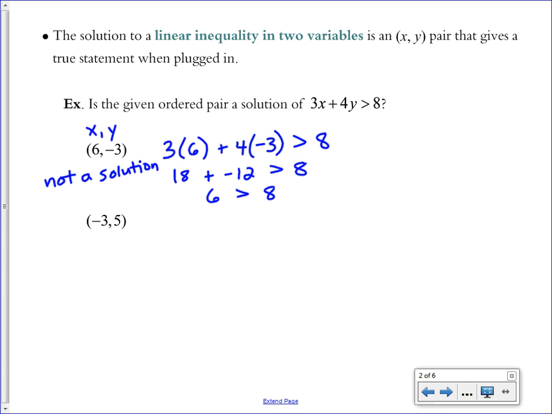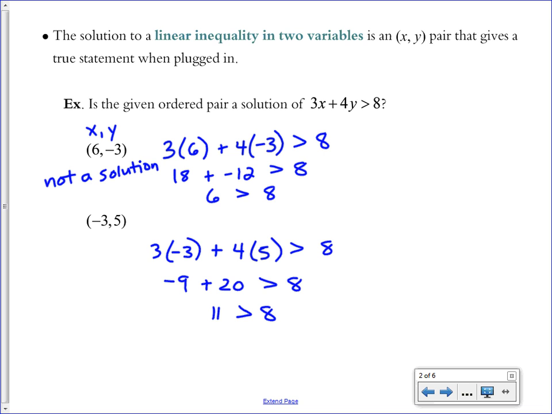Let's check the second one here. Plugging in -3 for x, 5 for y, to see if it comes out greater than 8. This is -9 plus 20. -9 plus 20 is 11, and is 11 greater than 8? Yes, it is. So this is a solution. It's just one of many solutions, right? This one does work.